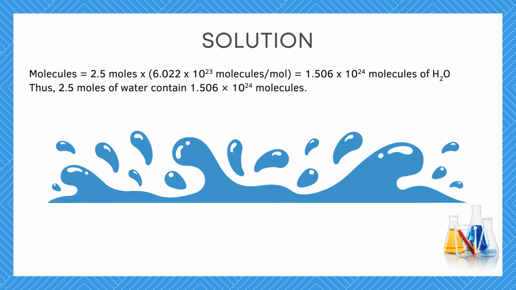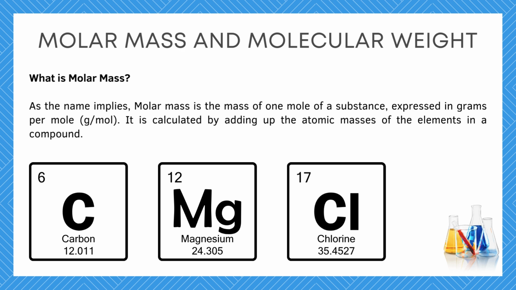When we do that, we get the answer. Our number of molecules will now be 2.5 moles times 6.022 times 10 raised to the power of 23. That gives us 1.506 times 10 raised to the power of 24 molecules of H2O. Therefore, 2.5 moles of water contain 1.506 times 10 raised to the power of 24 molecules. I hope that is clear. We'll have more examples to come.